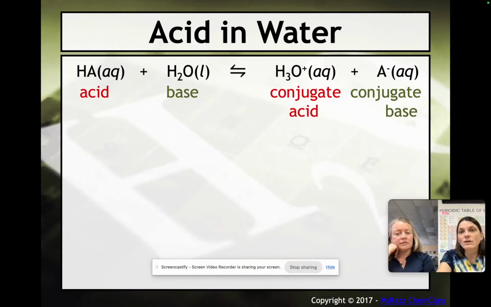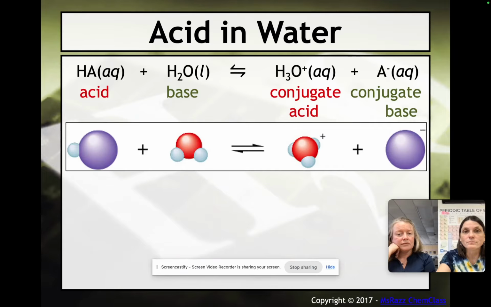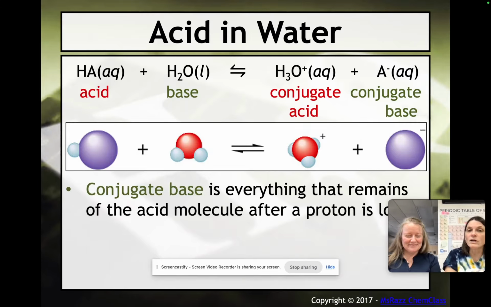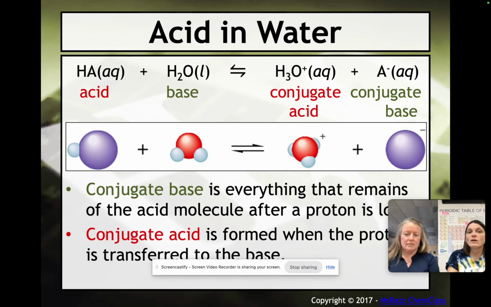Acid, base, conjugate base. Here's the diagram. So the conjugate base is everything that remains after the acid loses its proton. And then the conjugate acid. Again, if you think about it as the reactant side versus the product side, the acid and the base are on the reactant side, and then the conjugate acid and conjugate base are on the product side.